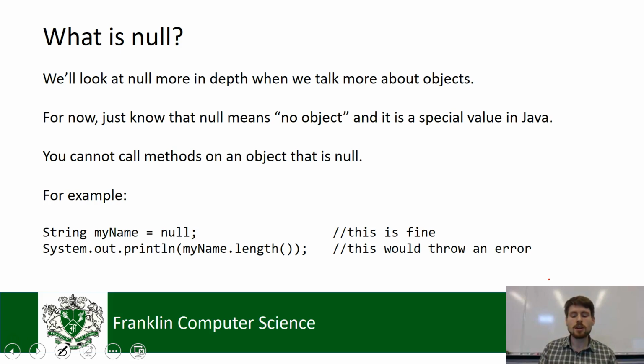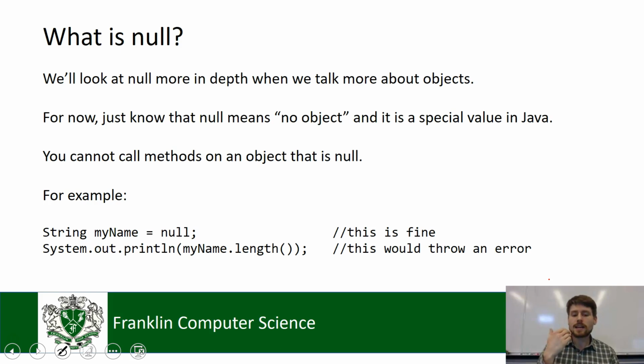It's fine for us to do. String is our type, our object type. My name is the name of it. Null is saying there's nothing there, there's no contents. It's similar to declaring my name but not actually giving it any value, okay? My name has no value. It has no contents. It's null.